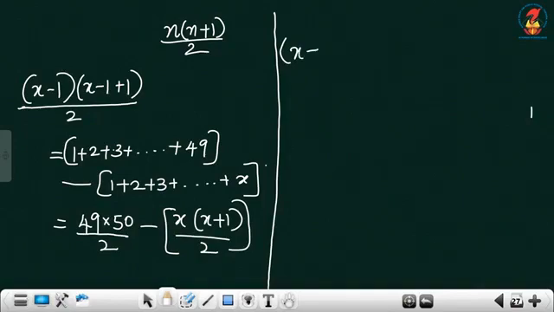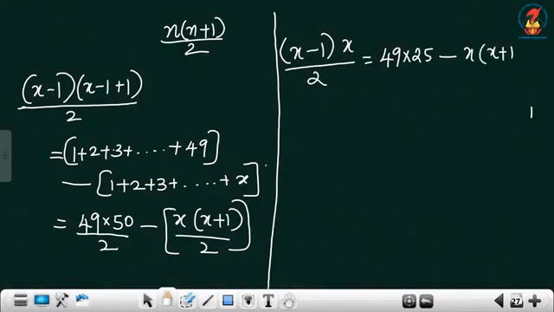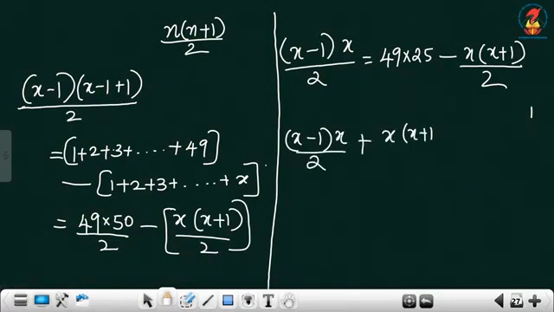So the LHS is x minus 1, x minus 1 plus 1 is x, divided by 2 is equal to 49 into 25 minus x into x plus 1 by 2. I am taking this to the left side. So it is x minus 1 into x by 2 plus x into x plus 1 by 2 is equal to 49 into 25.